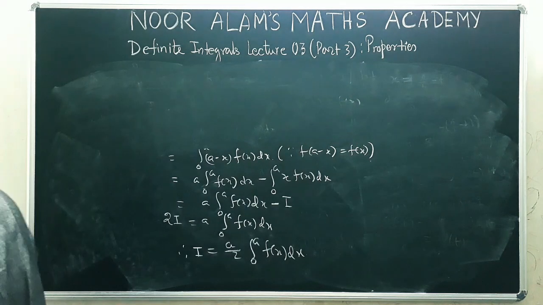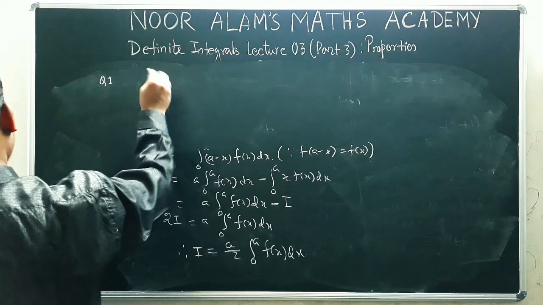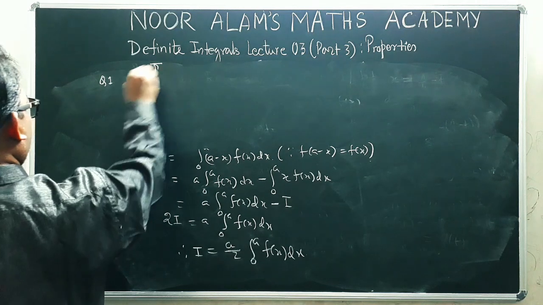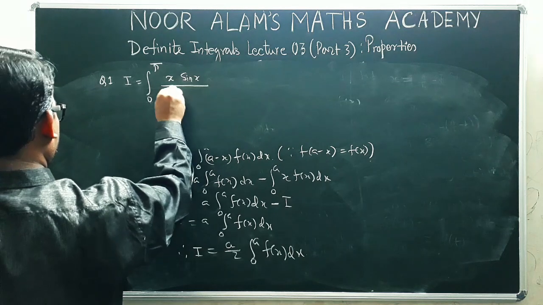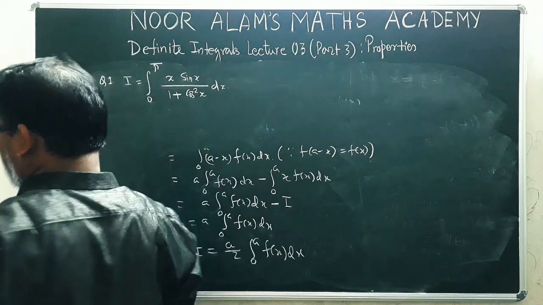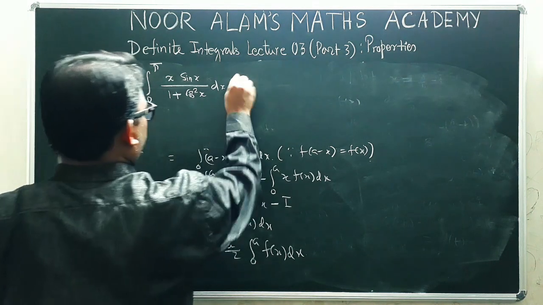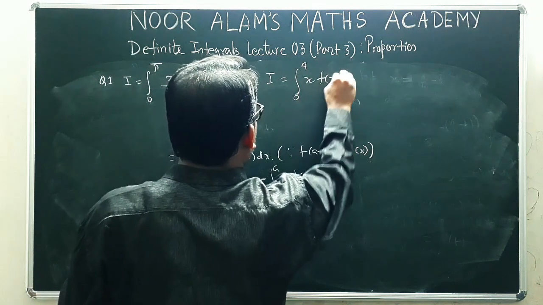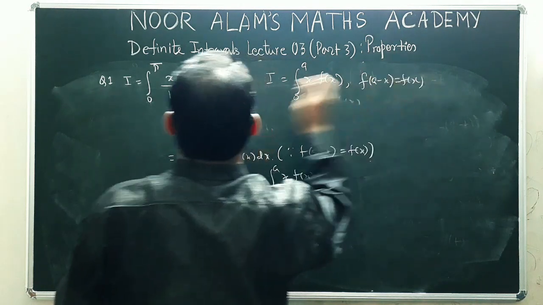Now, question number 1 on this technique: integration from 0 to pi, which is the value of I, of x sin x divided by 1 plus cos square x dx. You see that your given integration is nothing but x into f(x) form. Your integration is in the form I equals integral from 0 to a of x times f(x), where f(a minus x) should be equal to f(x). If you want, you can verify this.